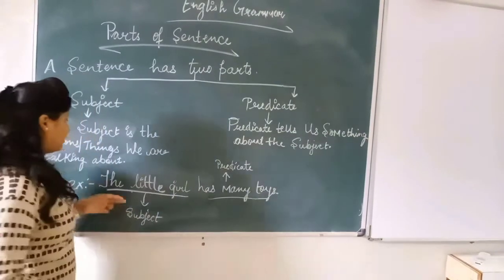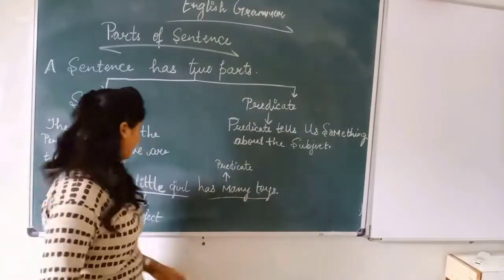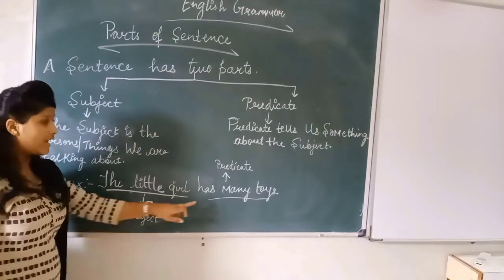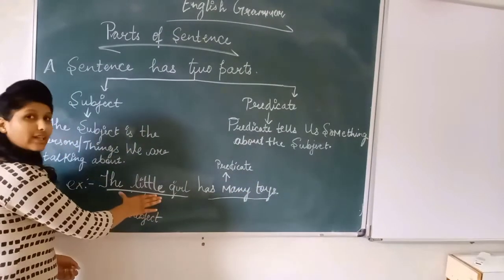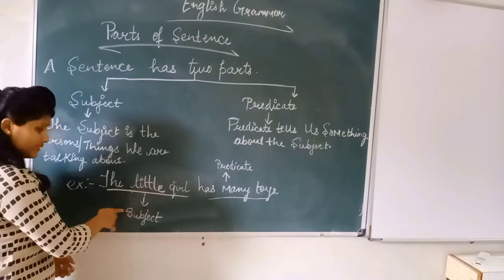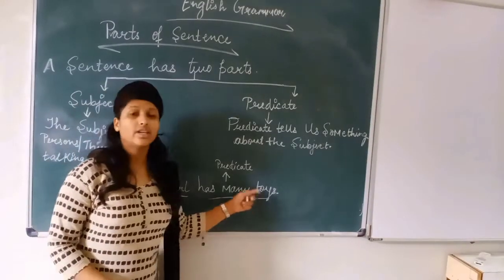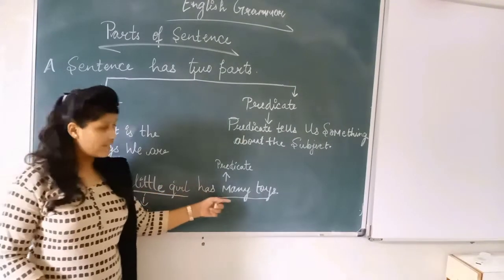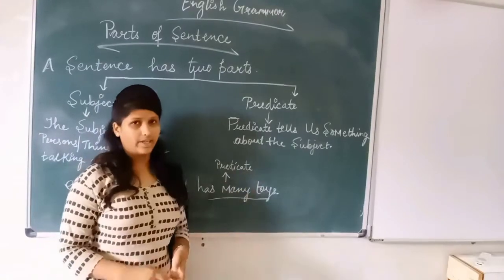For example, the little girl has many toys. Here the little girl is the subject and has many toys is the predicate. Because the sentence is about the little girl, it is the subject, and the words has many toys give us the description of the subject, that the little girl is having toys. So has many toys is the predicate.